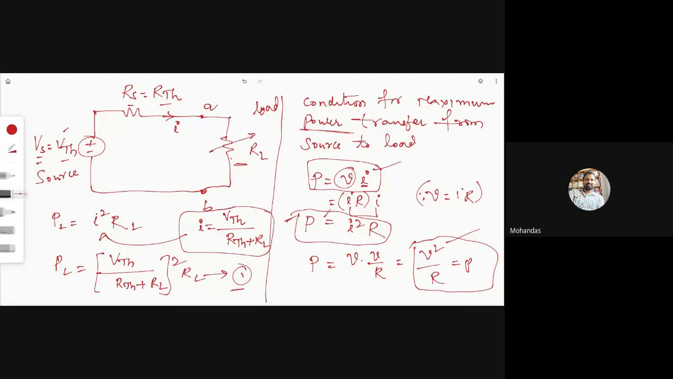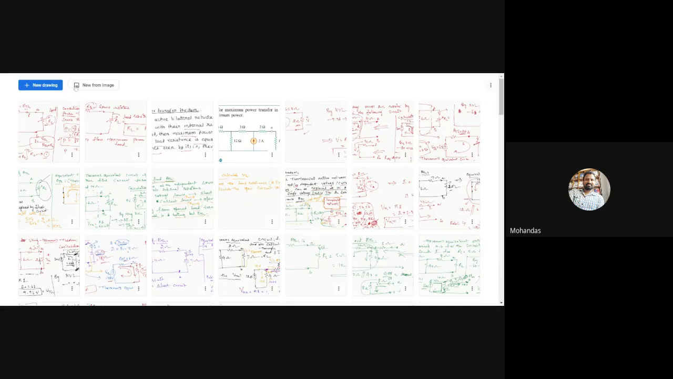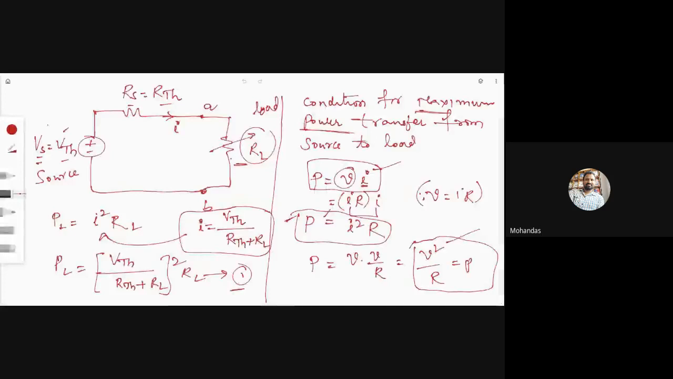Now, to get the maximum power, as this load is variable, we have to differentiate this power at the load with respect to RL. Then you will get the condition for maximum efficiency. So all of you note down this first. Later I will explain. First note down the circuit, after writing the statement.